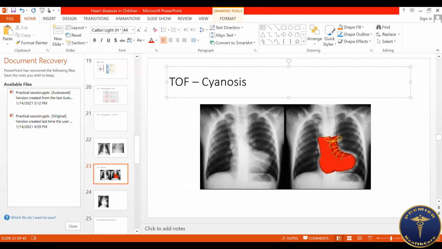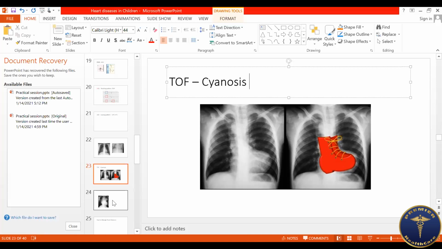So cyanosis, it's a beautiful field, right? So pediatric cardiology is considered as one of the most difficult things to understand. But now you must have understood how simple this is. How simple this is. It's so easy. Much easier than any other A-level or O-level subject, right? So tetralogy of Fallot, the child will have something called a boot-shaped heart.